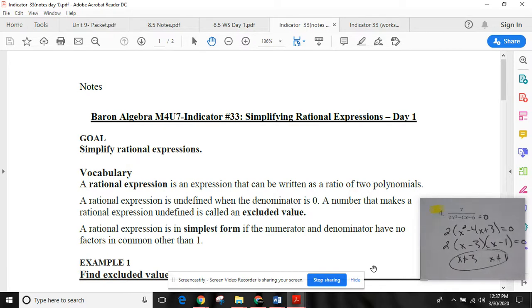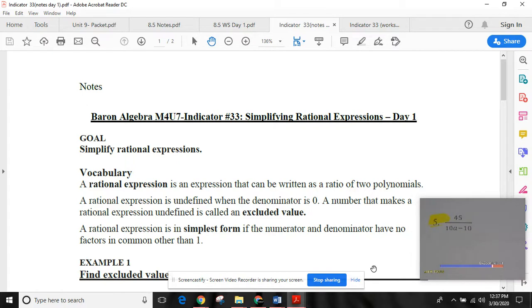If we turn the page, look at indicator 33 day 2. On indicator 33 day 2, not only are we doing excluded values, but now we also want to solve and simplify these rational expressions. The ones that I have planned for that is if we go down to number 5 off of indicator 33 day 2.